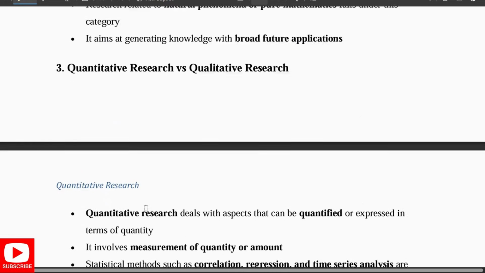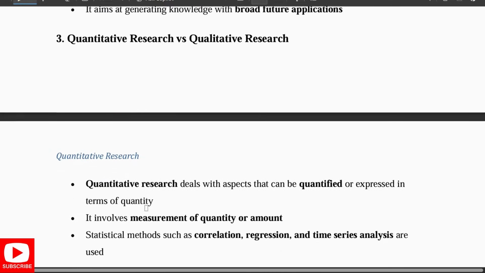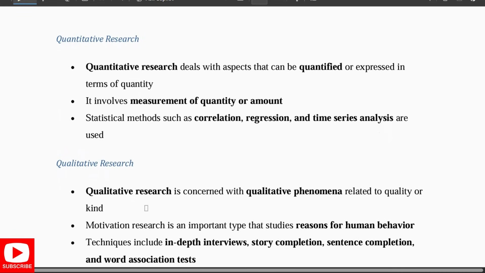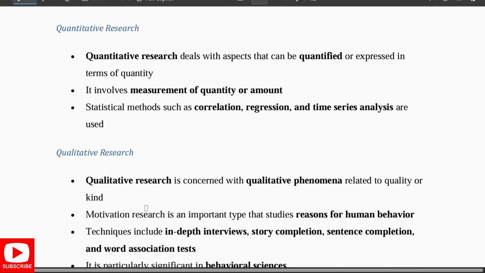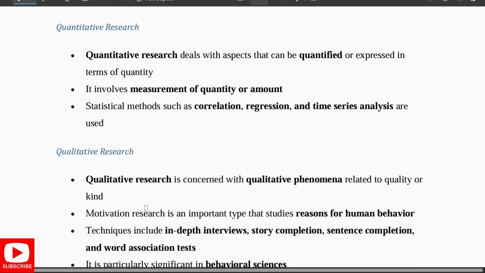Next comes the quantitative research or the qualitative research. Quantitative research deals with the aspects that can be quantified or expressed in terms of quantity, measurement of some quantity or the amount. You can say statistical methods such as correlations, regressions, time series analysis. These are used in this quantitative research.